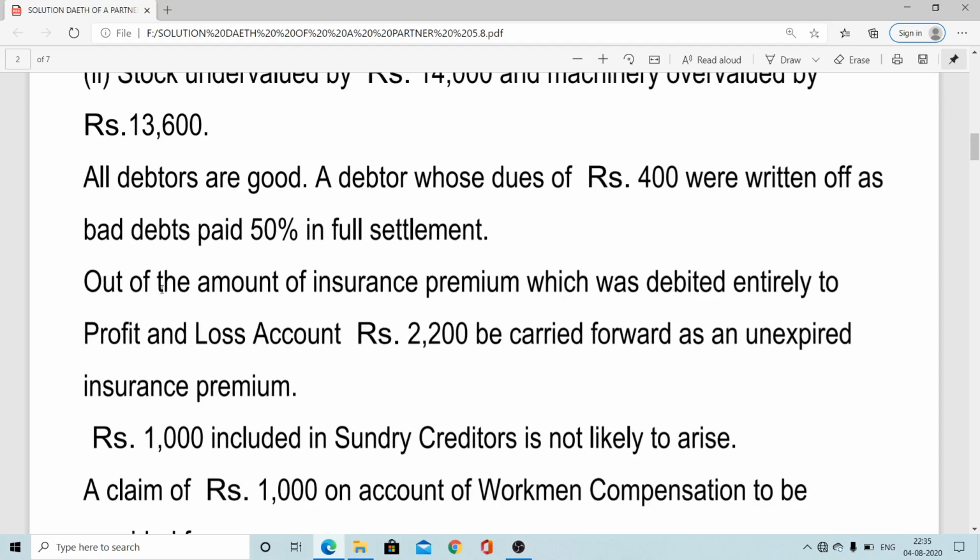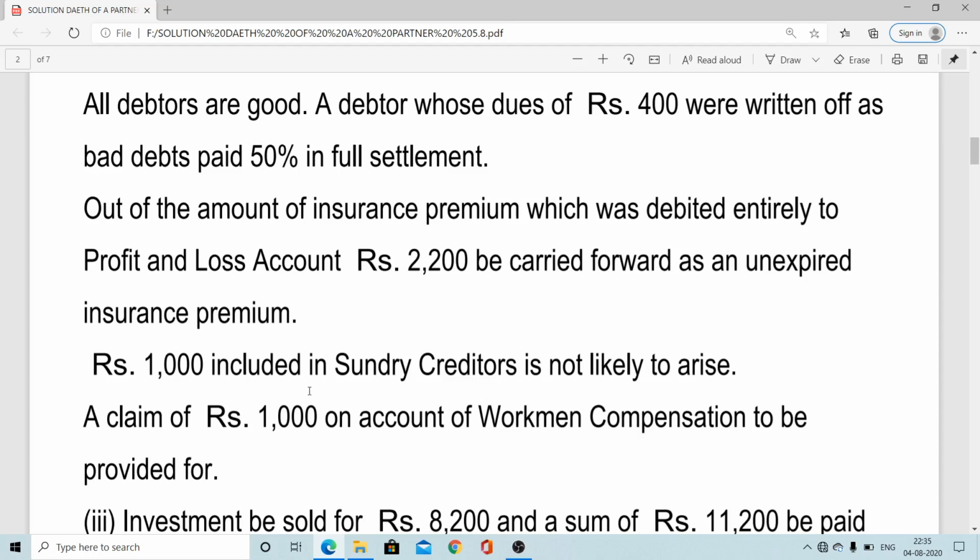Now after that, out of the amount of insurance premium which was debited entirely to profit and loss account, 2,200 is to be carried forward as unexpired insurance premium. So this is also one mistake made by that accountant, that the entire amount was debited to the profit and loss account, though this amount is prepaid for the coming year. You should deduct it but did not deduct it. So it is prepaid expenses, which is called an asset. Increase of asset, simple thing. Increase of asset we have to consider on the credit side of the revaluation account.